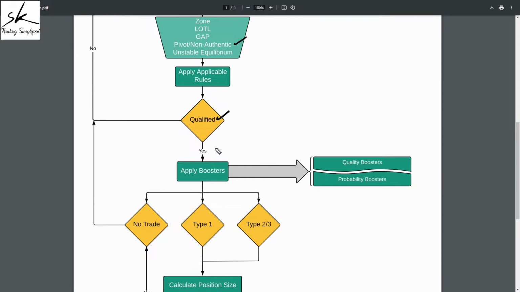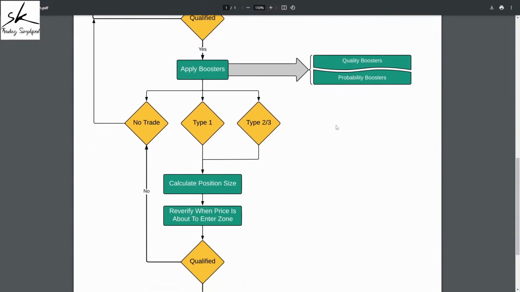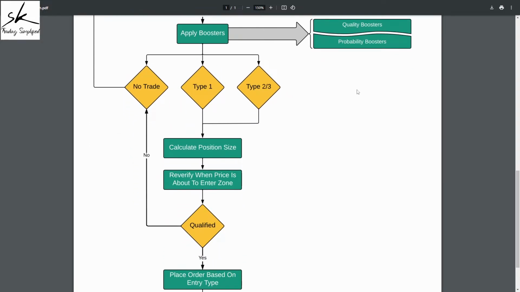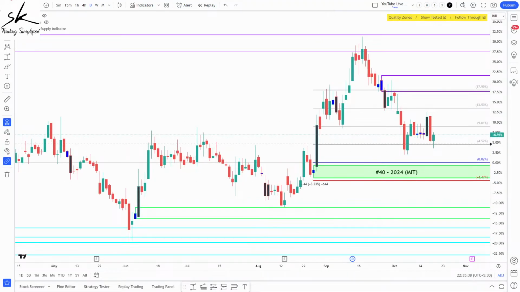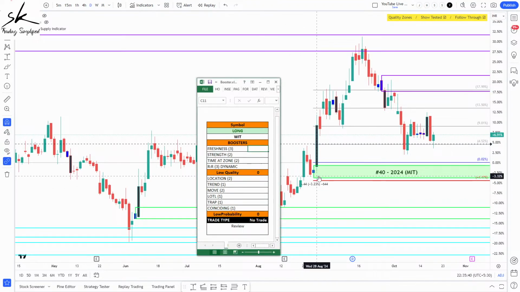So yes, after looking at the conditions, is it qualified? The answer is yes. And now that I know it's qualified, I can move on to the next step and do the booster scoring. So let's bring up the boosters. The very first one is freshness. The zone is definitely fresh, gets a score of 3. Strength, we have an explosive move, gets a score of 2. Time at the zone, we only have one candle, gets a score of 2.